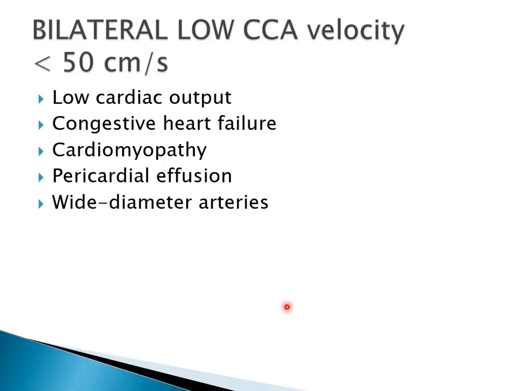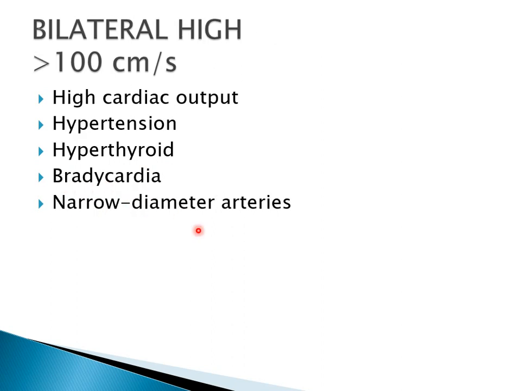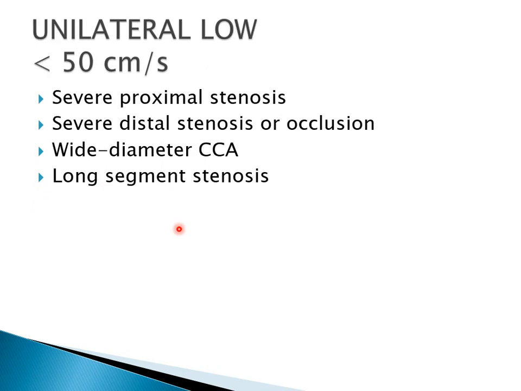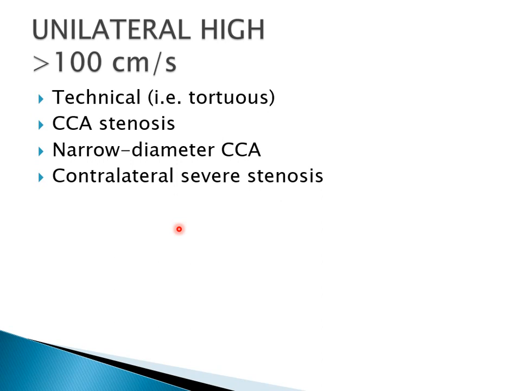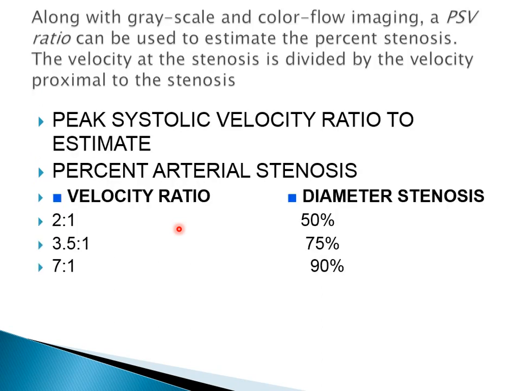These are causes of low common carotid artery velocity. Below normal, it's between 50 to 100. Low cardiac output, heart failure, cardiomyopathy, effusion, and wide diameter arteries. If bilaterally we have high common carotid artery velocity, either high cardiac output, hypertension, hyperthyroidism, bradycardia, or narrow diameter arteries. Sometimes unilaterally low, less than 50: severe proximal stenosis, severe distal stenosis or occlusion, wide diameter or long segment. Also we have unilateral high velocity.